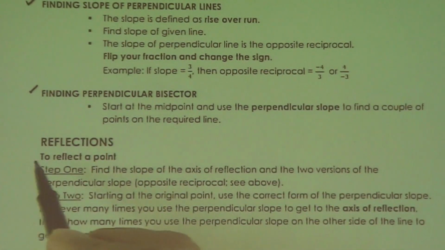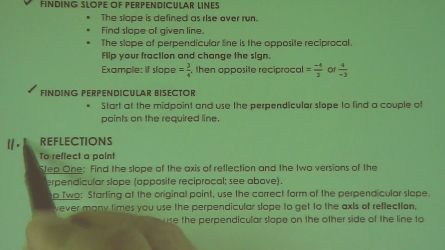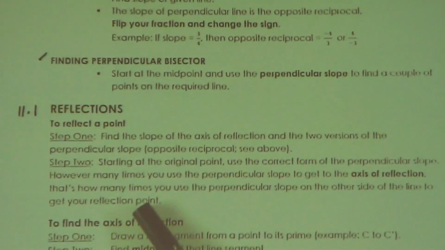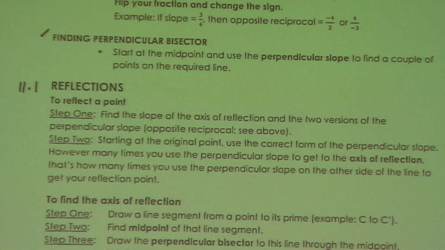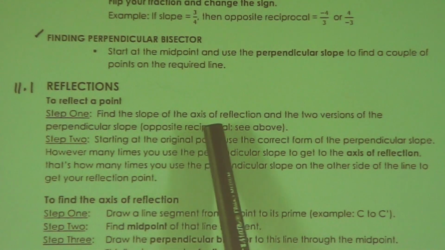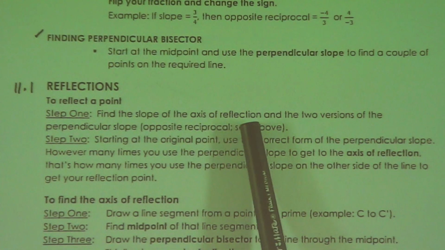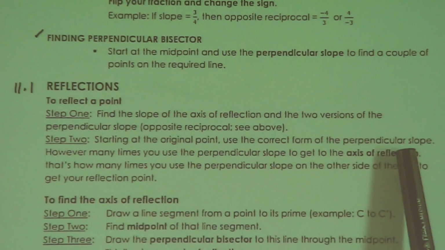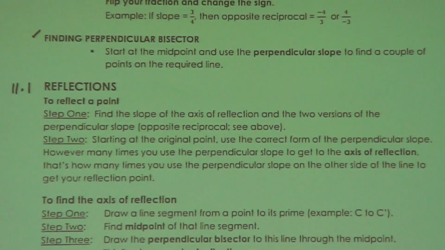So today, we're going to start reflections. And I have some notes here, but I also have some notes on the worksheet. So let's go through here. Step 1, you're going to find the slope of the axis of reflection. I'm going to explain all of this. And then step 2, you will go with the perpendicular slope. Okay? So let's take a look at 11.1. Reflections.